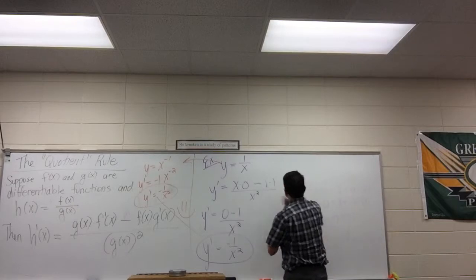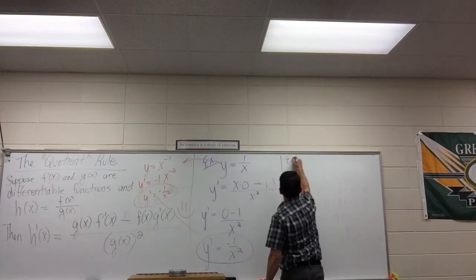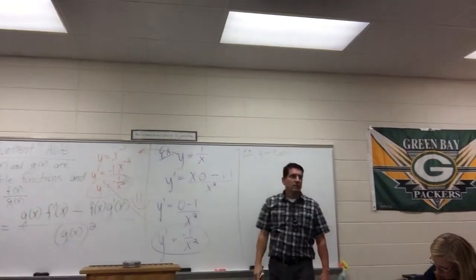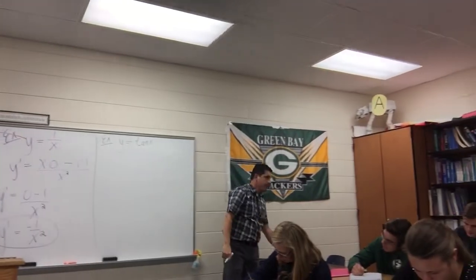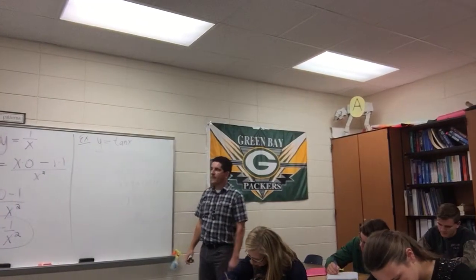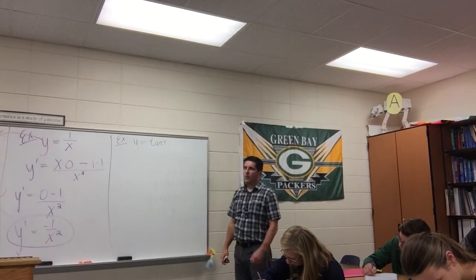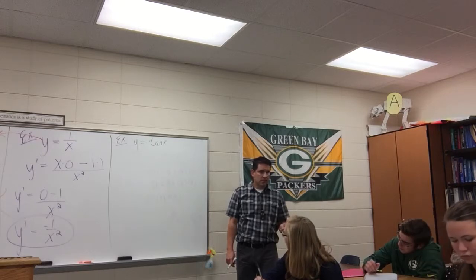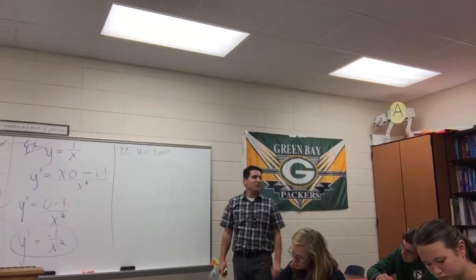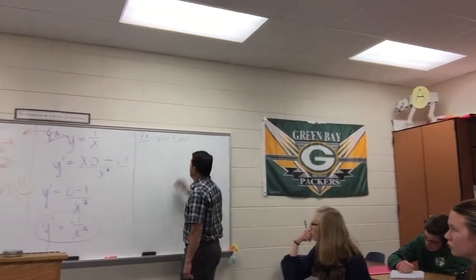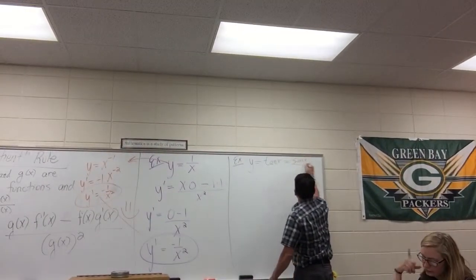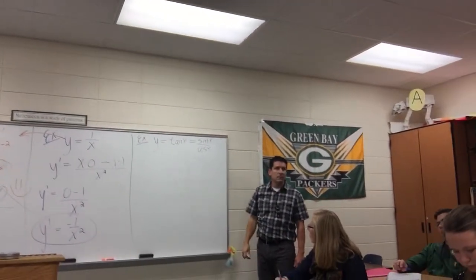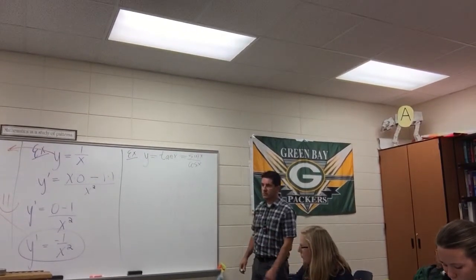Let's do another one. y is equal to the tangent of x. Find the derivative. Wait a second, we already know that one. Derivative of the tangent of x is secant squared. Now we're going to prove it. Tangent is sine of x over cosine of x. That's a function divided by a function. Therefore, we can use the quotient rule.